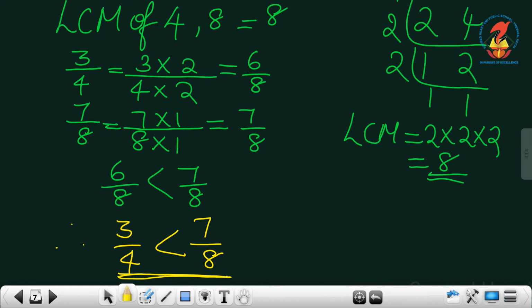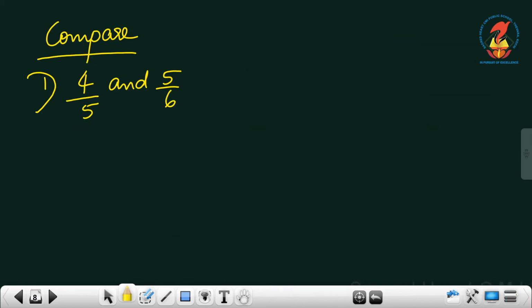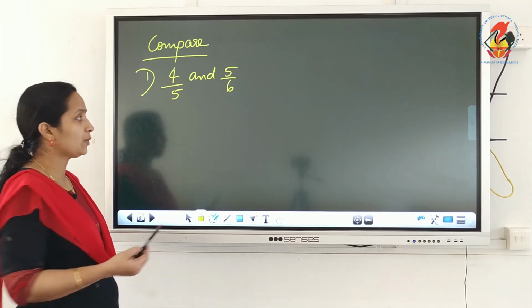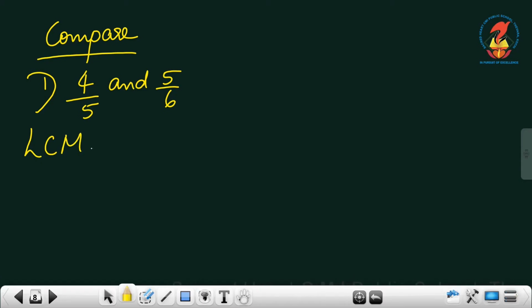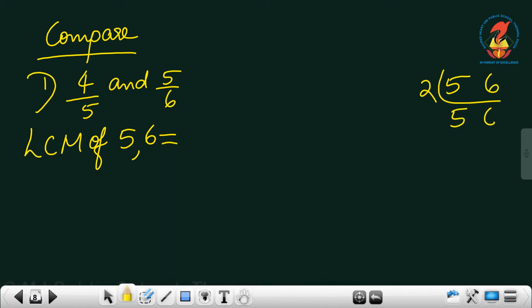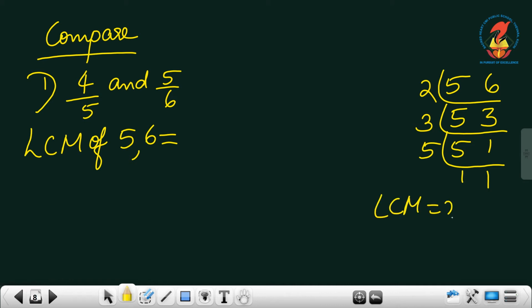Okay, children. Now, move to the next question. 4 by 5, 5 by 6, here also denominators are different. So, what do we have to do first? We have to find the LCM of the denominators, LCM of 5 and 6. Do the division, LCM by division method we learned, is it? 5 and 6, again it is divisible by 2, then 3, again 3, 5, 1, 5, 1, 1. So, we got the LCM as 2 into 3 into 5.